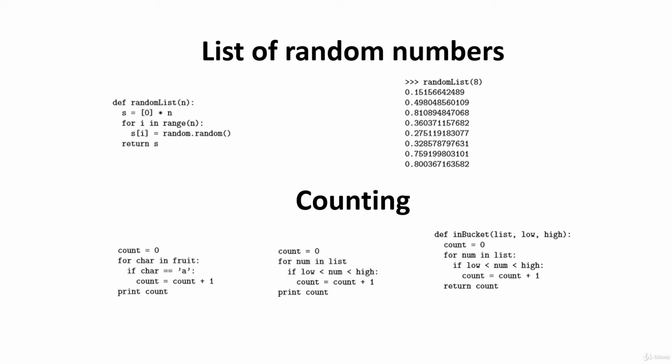It starts with a list of n zeros. Each time through the loop, it replaces one of the elements with a random number. The return value is a reference to the complete list. It looks like this. We will test this function with a list of 8. For the purpose of debugging, it is a good idea to start small.